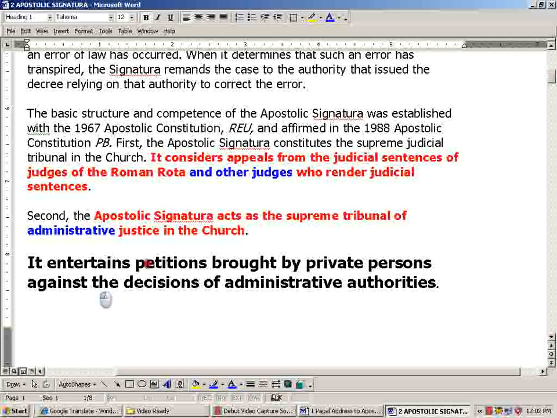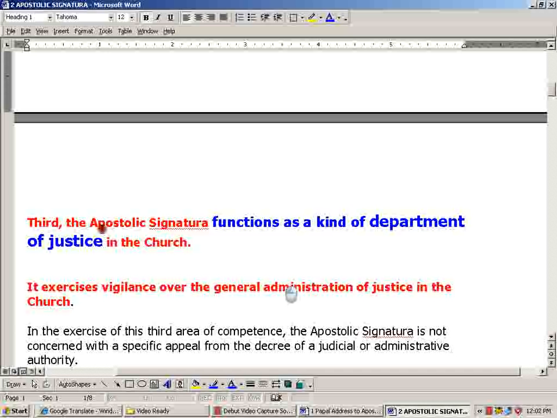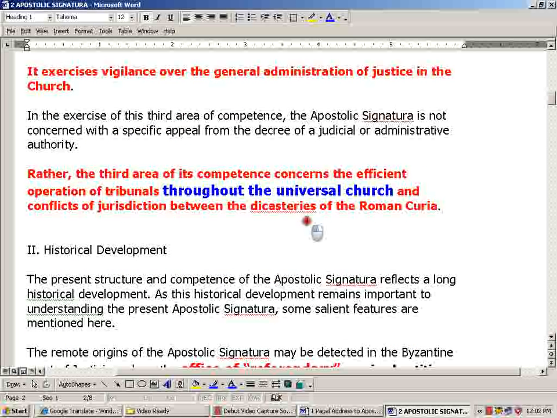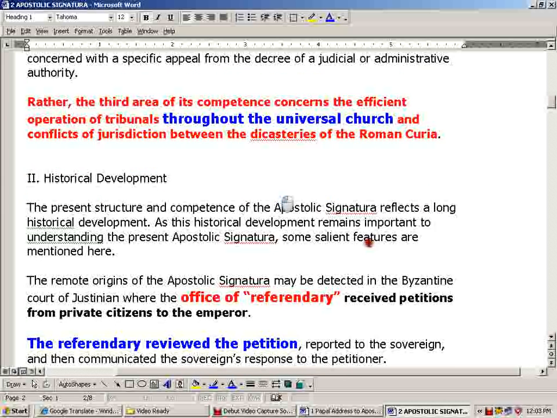It entertains petitions brought by private persons against the decision of administrative authorities. The Apostolic Signatura functions as a kind of Department of Justice in the Church. It exercises vigilance over the general administrative justice in the Church. Third, its competence concerns the efficient operation of tribunals throughout the universal Church. Now, this isn't the Roman Catholic Church, this is the universal Catholic Church. If you agree with the Apostles' Creed and you were baptized with proper form and matter, you're in that church. And it's under the Supreme Pontiff. Not under the Bishop of Rome, under the Supreme Pontiff. A different hat.